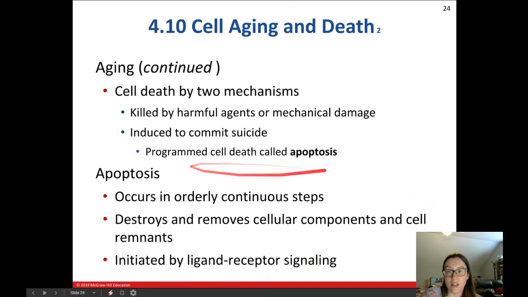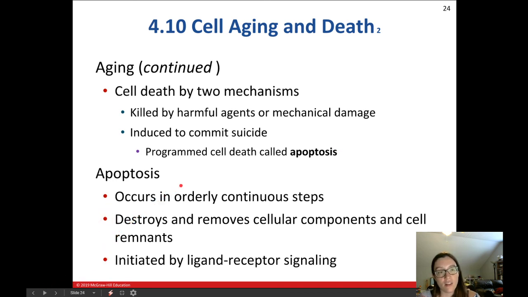And so I said cell death can happen two ways. Once the cell can be killed by harmful agents or mechanical damage, like you cut the cell in half and it dies, or once again, programmed cell death called apoptosis can happen. All right, so that is going to be the end of our lecture.